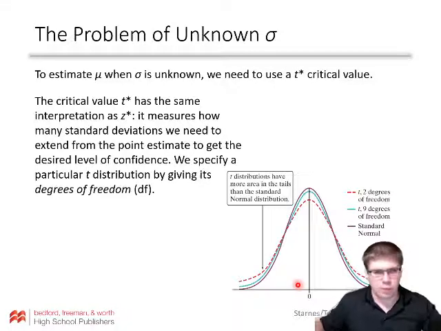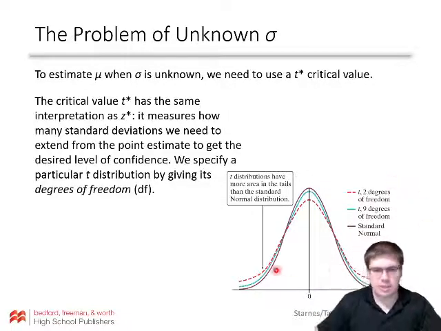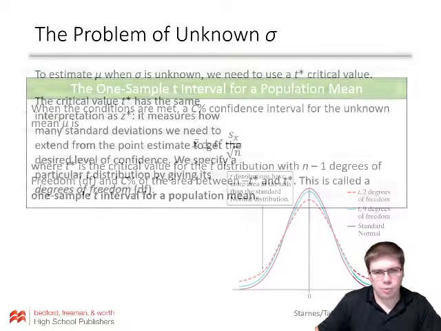And so you have to go further to cover the same percentage of the distribution, whereas as we go up to 9 degrees of freedom, it gets closer and closer to the normal curve. As the sample size increases, eventually there's not this additional error from using S instead of sigma. It kind of goes away. So if you have a large enough sample size, you can pretty much do a Z interval, but we'll generally be doing T intervals for this situation.